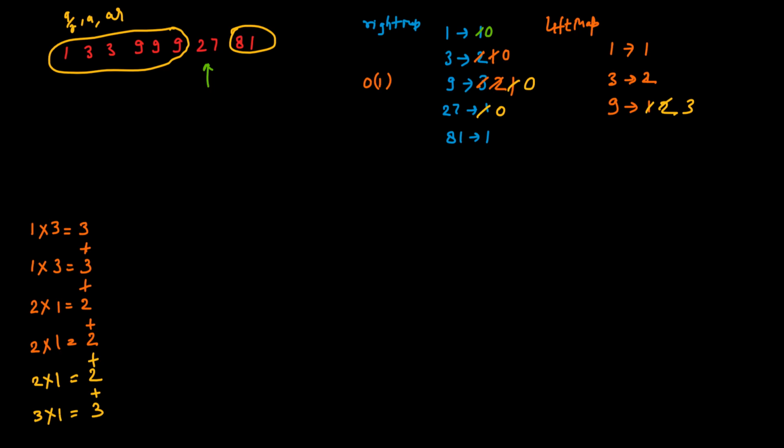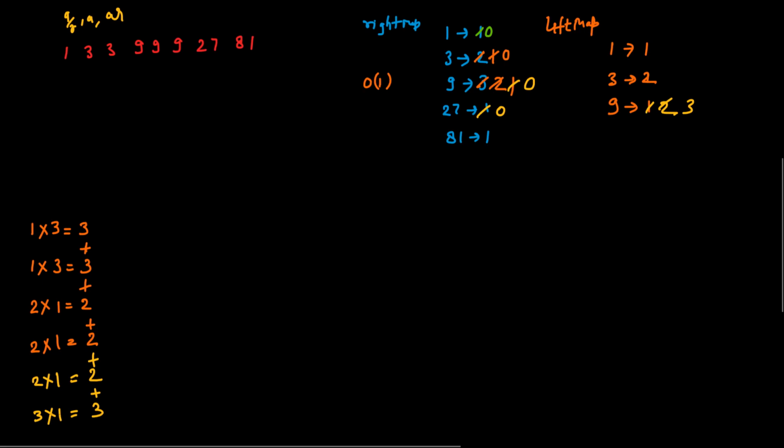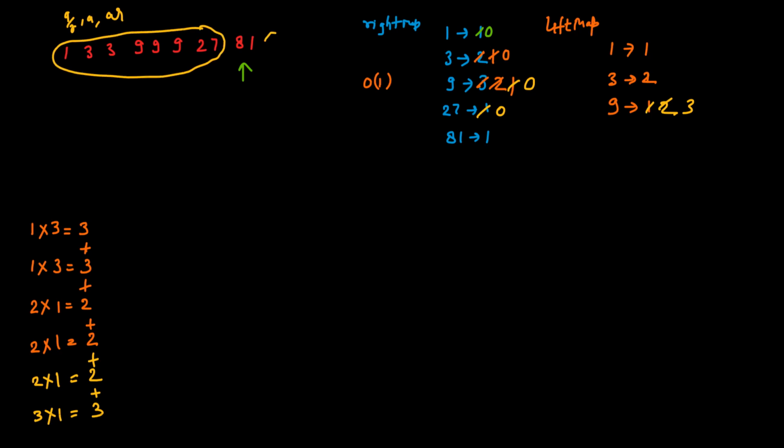So now let's move on to the last element. If the processing element is 81, this will come in a left map and this will come in a right map. Basically this is nothing. So if 27 is a part of the left map, we are going to enter 27 here with a frequency 1, and we are going to reduce the frequency of 81 from here because in the right map it does not exist. So the frequency of 81 will be 0 now.